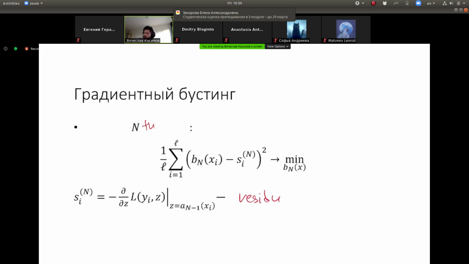So we send these as our new residuals. Then for each algorithm BM, we would like to fit it to minimize the distance between these residuals, the direction of the derivative, and the new algorithm. This is our new model.